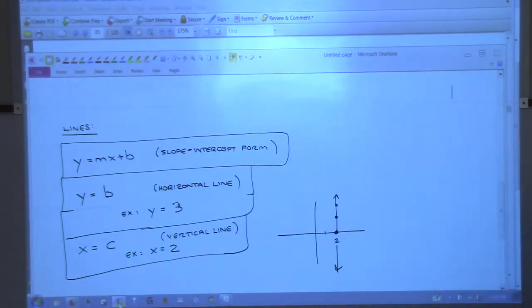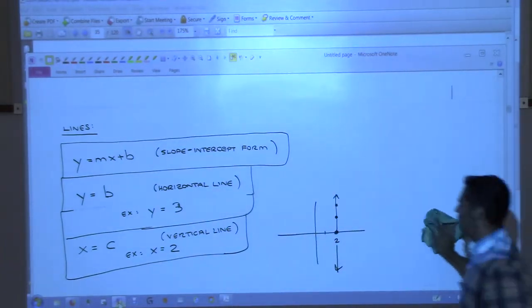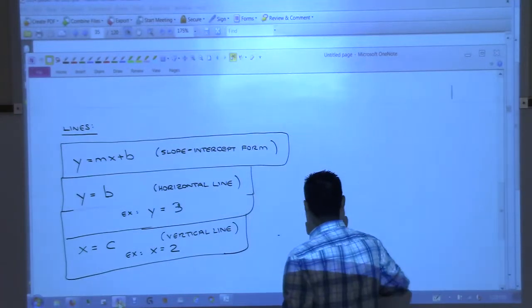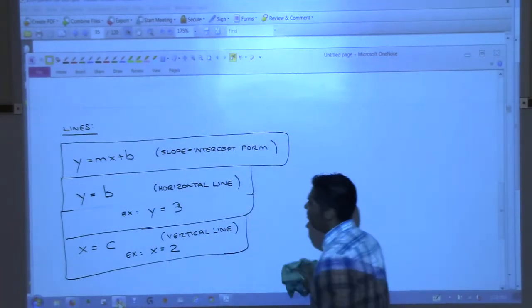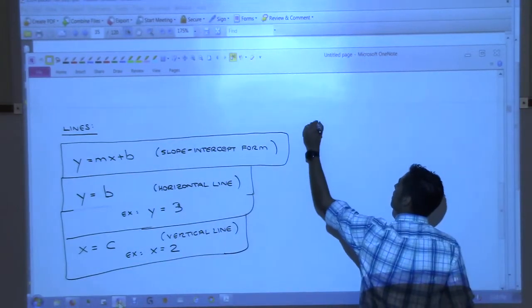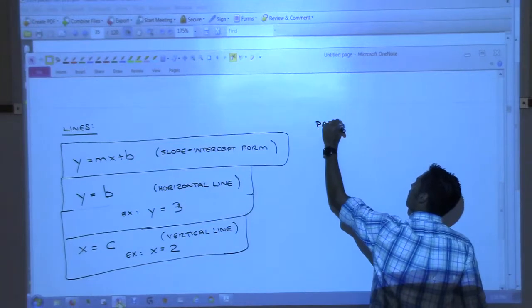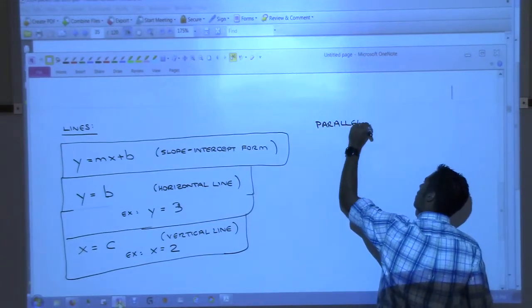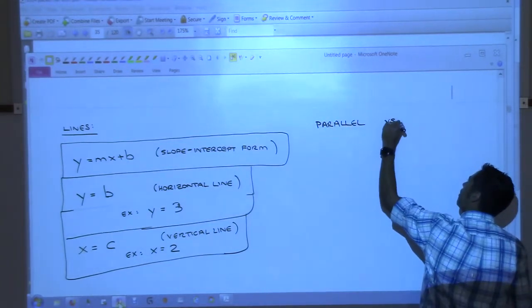All right. I still have a little bit of time. So now what I'd like to do, we're going to come back to graphing some lines next time, but I wanted you to think about two things. I know you've heard these before. Parallel versus perpendicular.